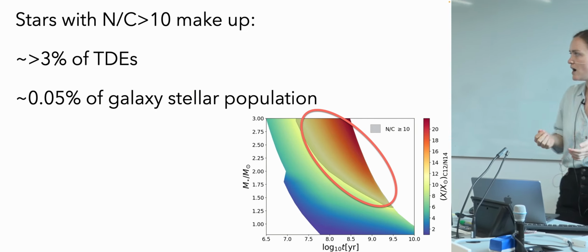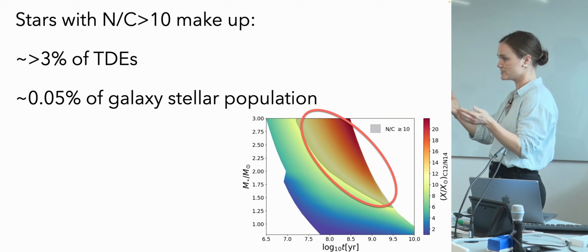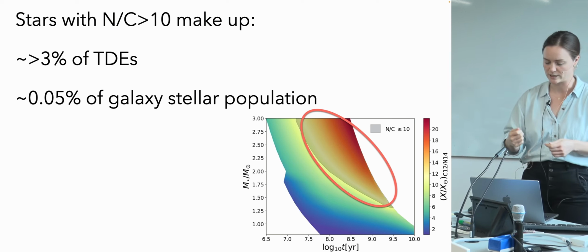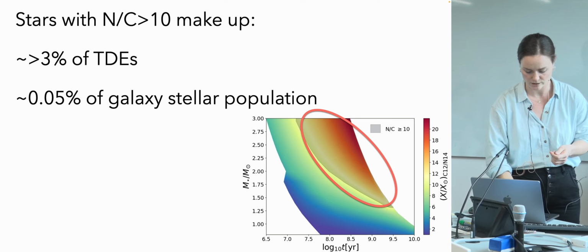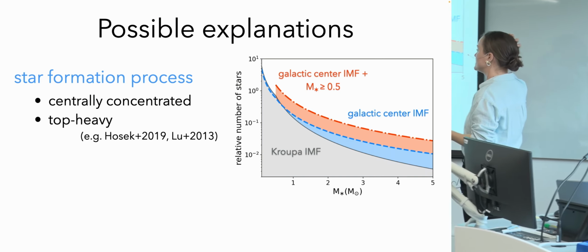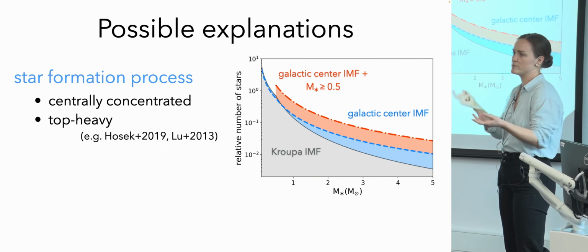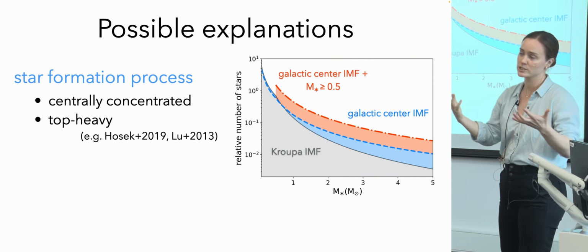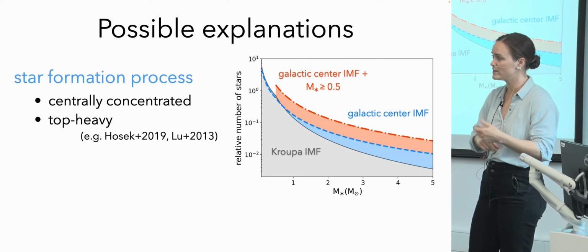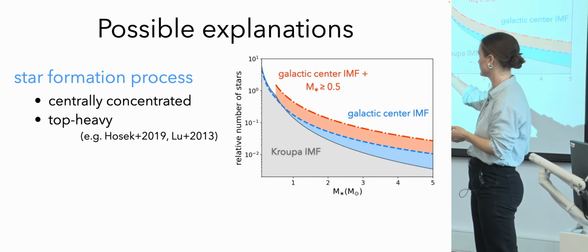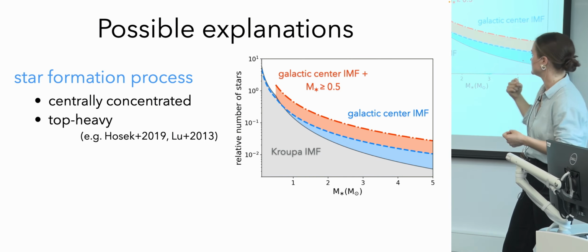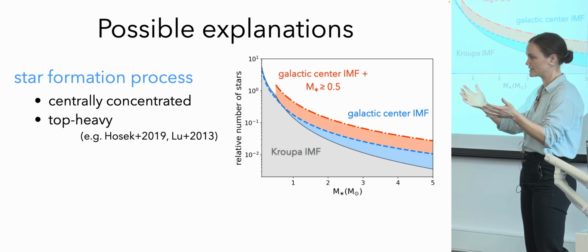This is interesting because if this is in fact an abundance measurement, then it means that there's something unique about the stars that are getting disrupted or about the stellar population in the nuclear cluster. And so we thought through some potential explanations. For example, you could assume star formation is centrally concentrated, and if you assume it's incredibly centrally concentrated and very top-heavy, more top-heavy even than you would necessarily predict from galactic center IMFs, then you can start to get numbers that are consistent with what you would expect from the current mass function.